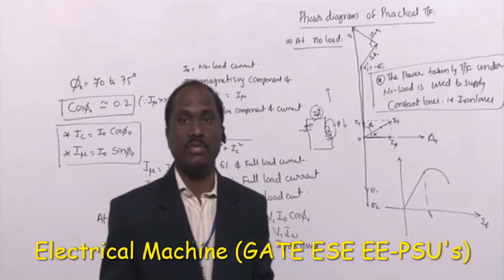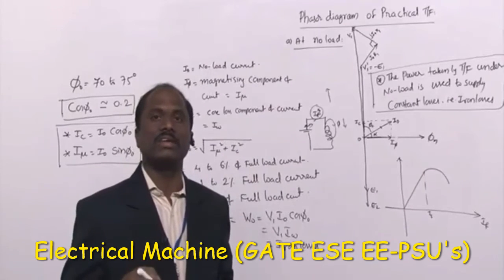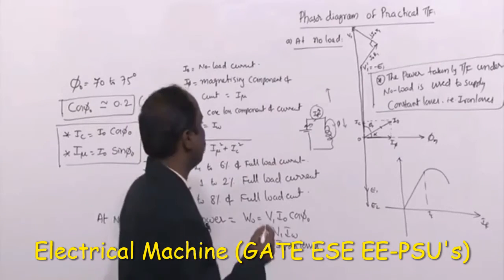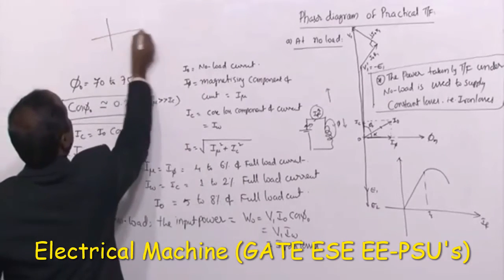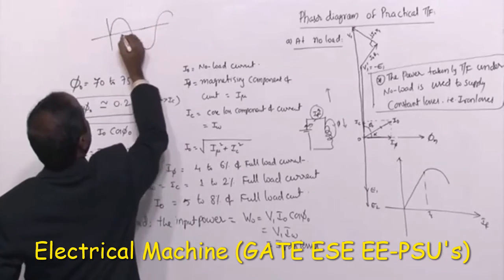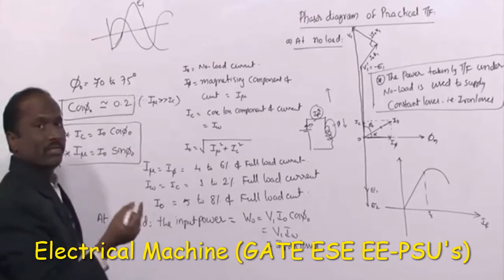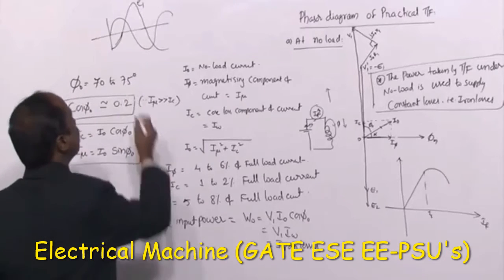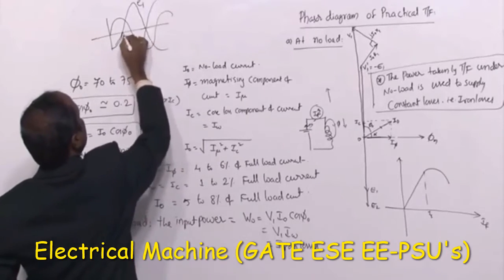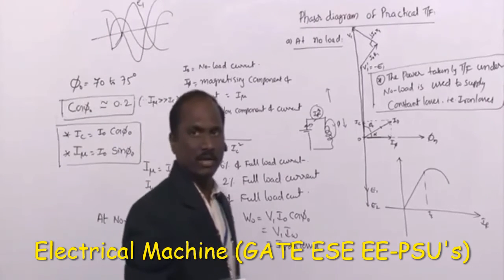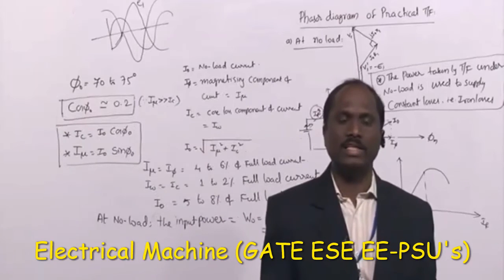And what is the diagram of V1? The V1 diagram is the reverse of E1. This is the flux, and this is how we have taken E1. V1 is in phase opposition with E1, so the V1 diagram will be like this. Its magnitude must be equal to E1, but with a 180 degree phase shift.